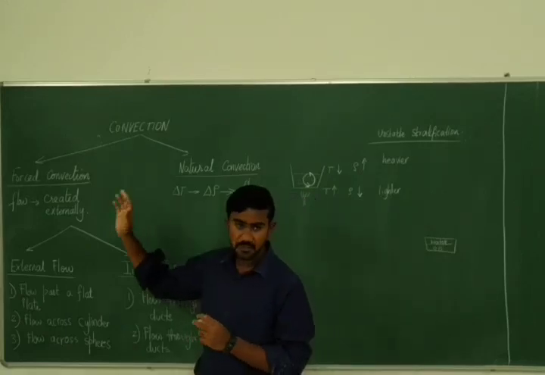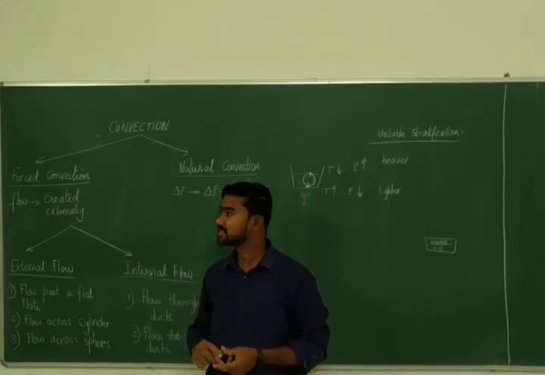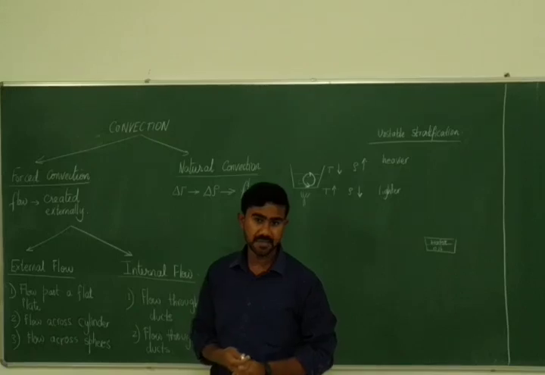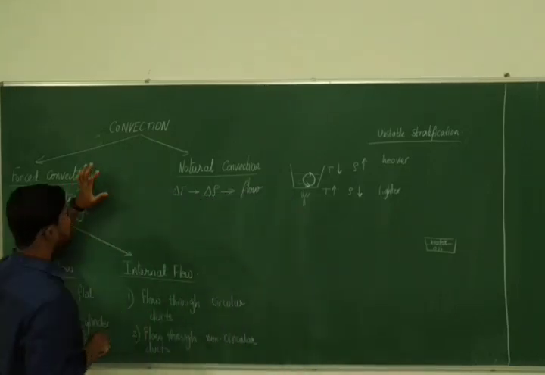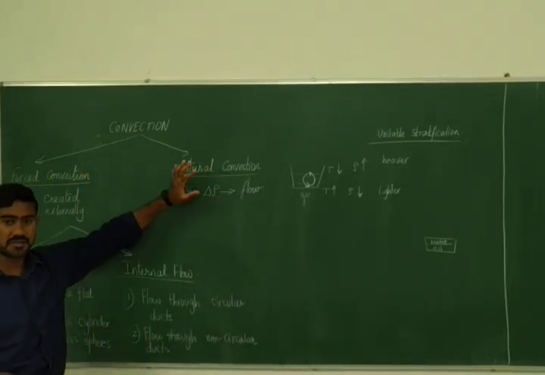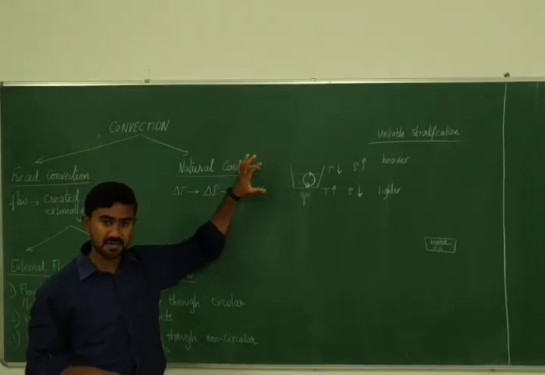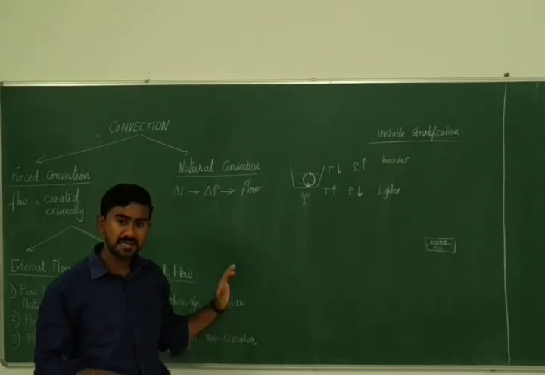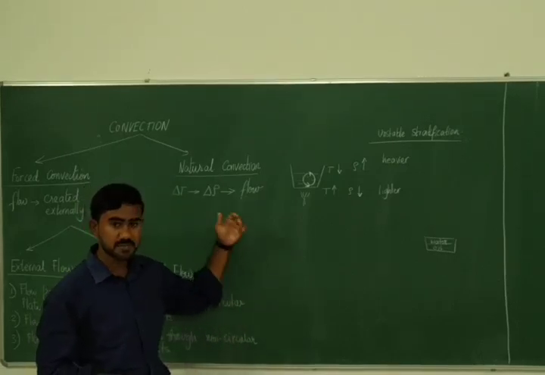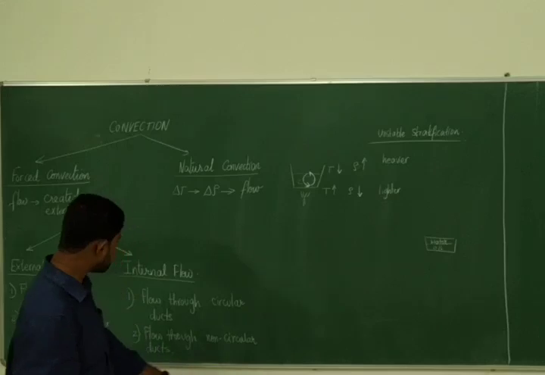If the motion of the fluid or the fluid flow is created by external means, then you call it forced convection. So in this chapter, you will have questions from both. Usually the first question is from forced convection. The optional question is from natural convection. We'll first try to understand forced convection. If time permits, we'll go to natural convection.